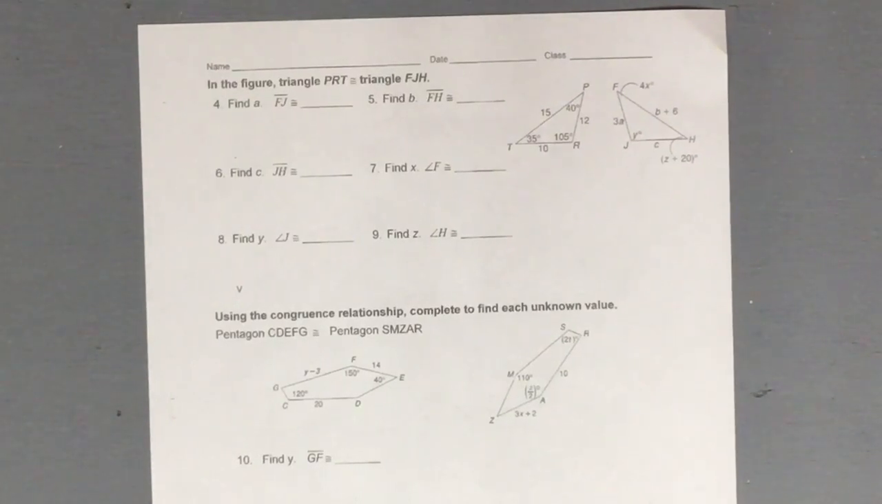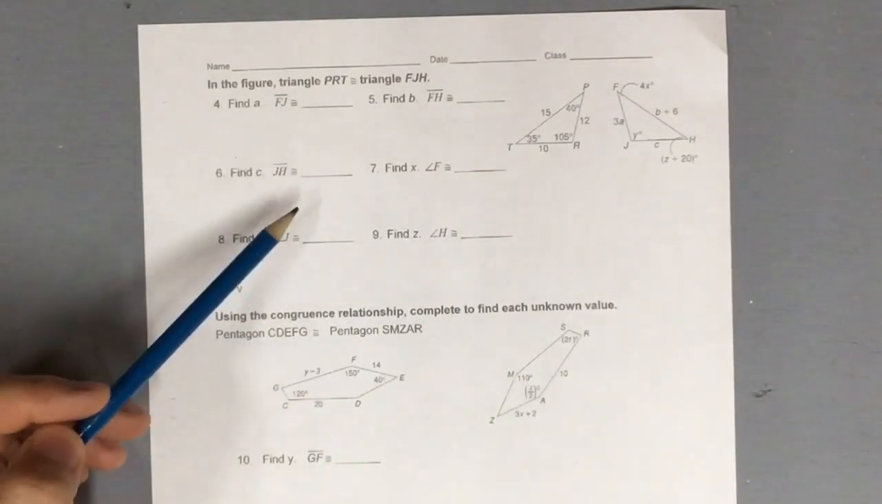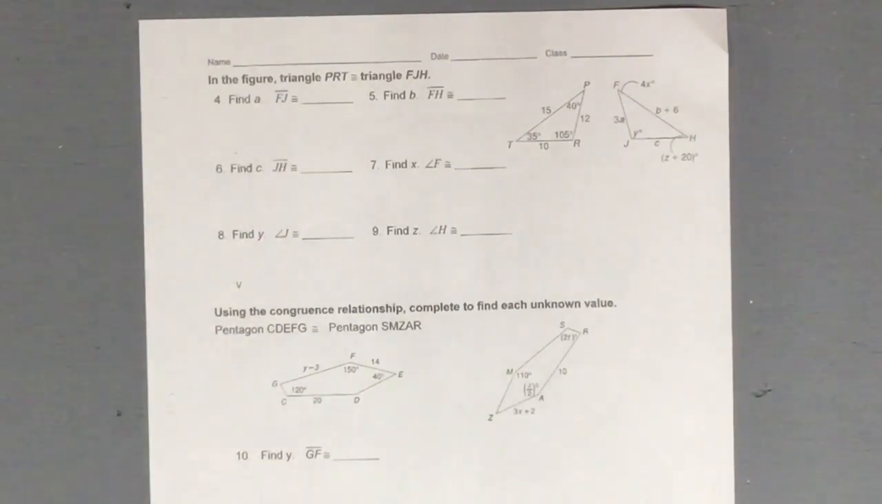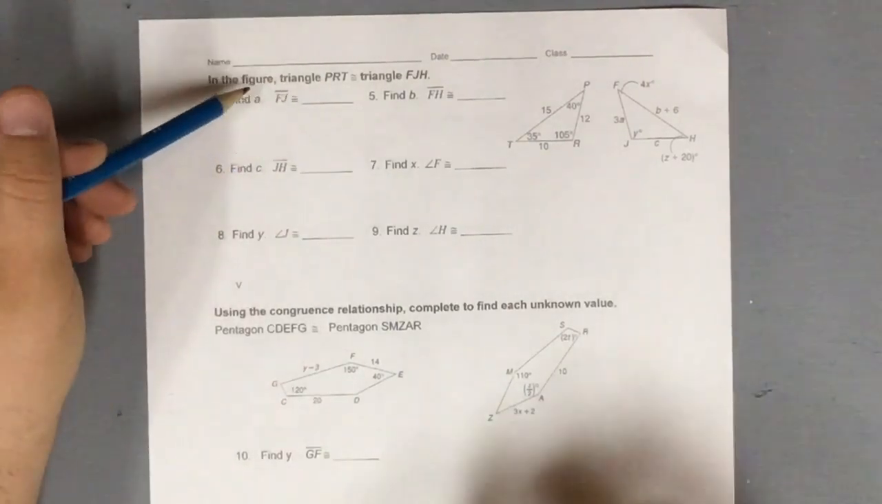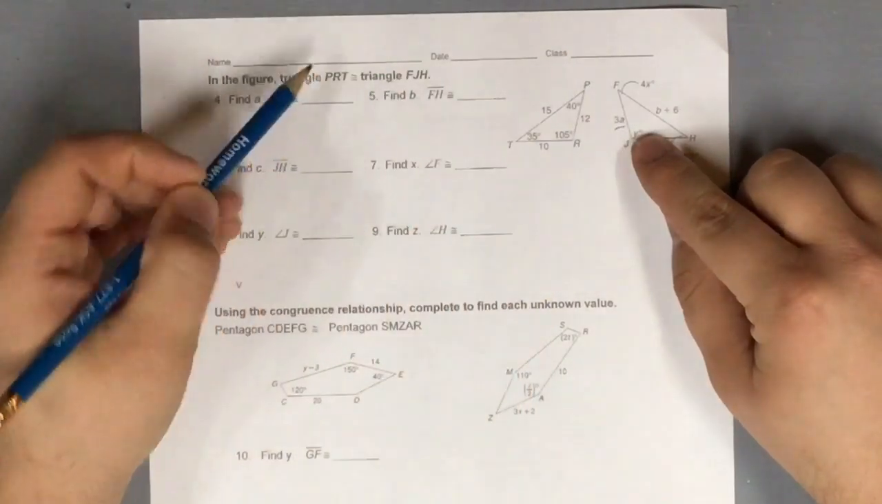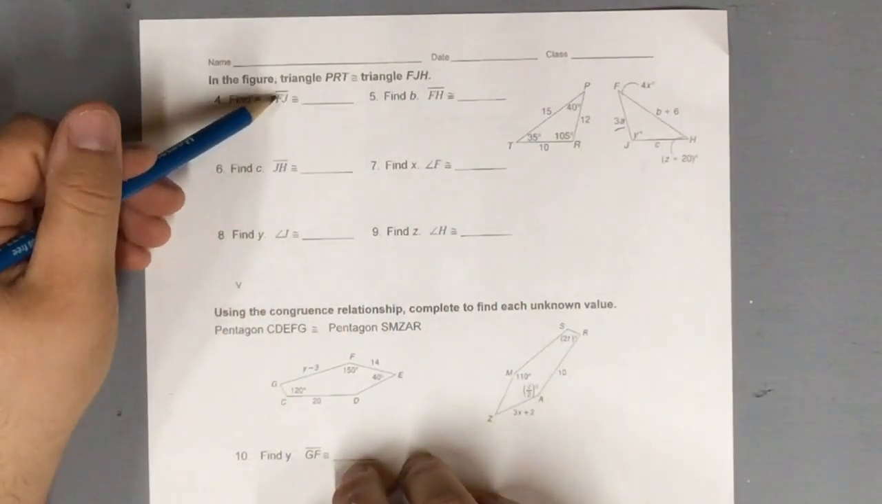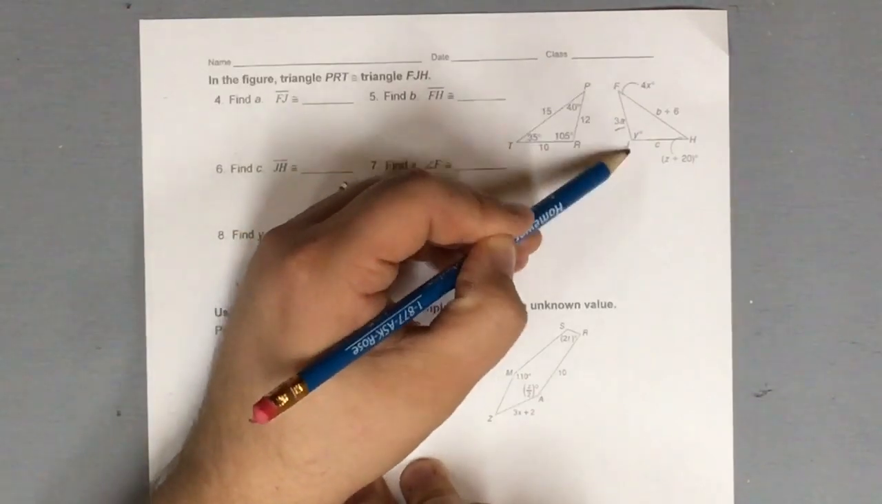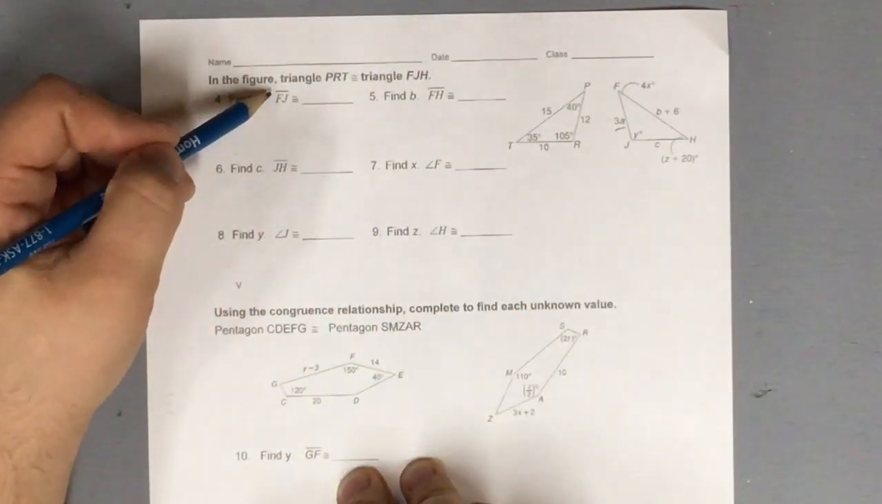Next section. In the figures for these two triangles, they want us to start figuring out some measurements. This is just going to require a little bit of math, but it won't be too bad. It's saying find A, and if you notice, A is over here, it's 3A. It's saying compare it, that's the line FJ. So F to J has 3A in it. I want to see what that has in common.